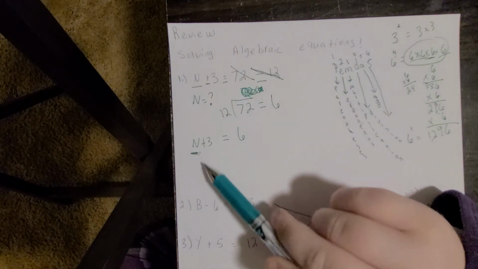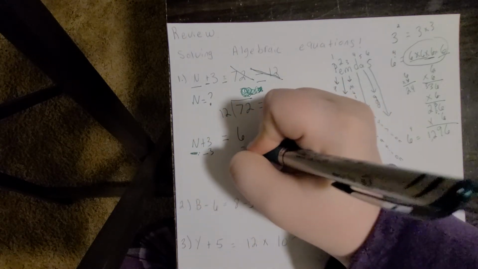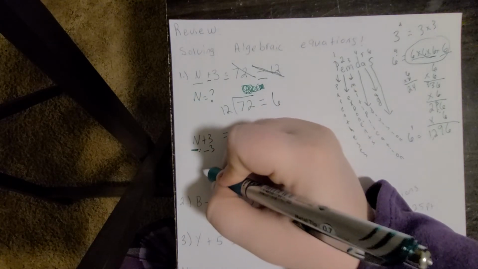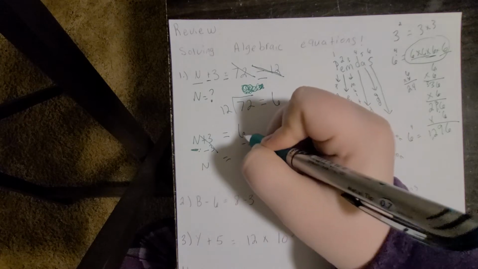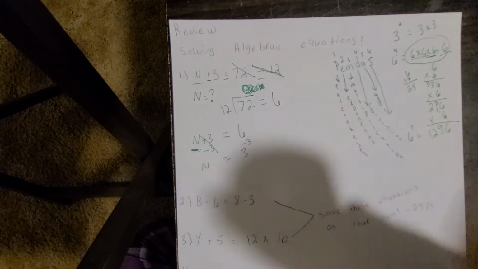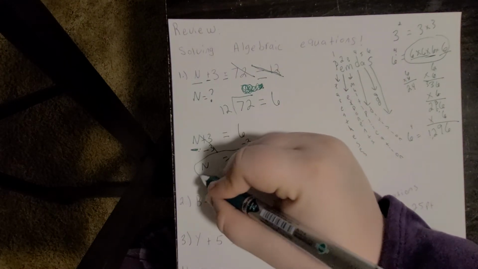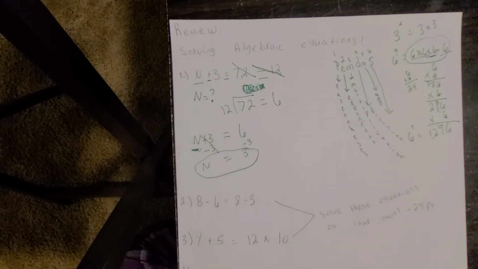Instead of adding 3 to n, we're going to subtract 3 from both sides. So now, n, because this cancels out, equals 6 minus 3, which is what? 3. And what do you know? Look, we have our whole answer in plain sight. N equals 3.